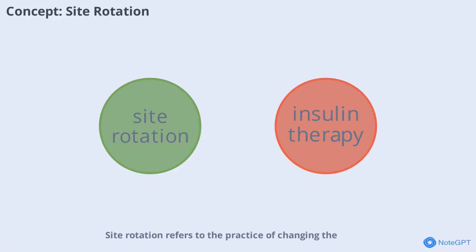Site rotation refers to the practice of changing the location of insulin injections within and between anatomical regions. This prevents overuse of any single area, reduces the risk of tissue damage, and ensures consistent insulin absorption. Mastering site rotation is essential for all patients on insulin therapy.